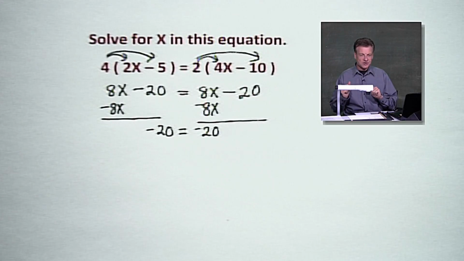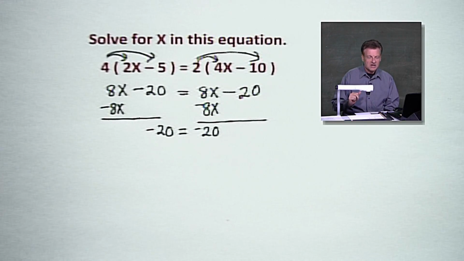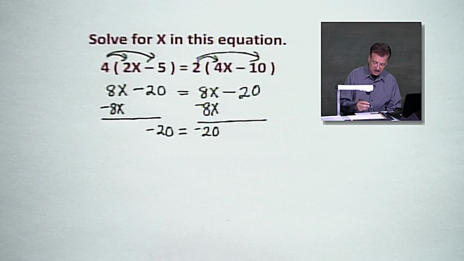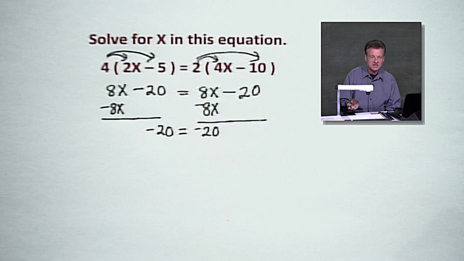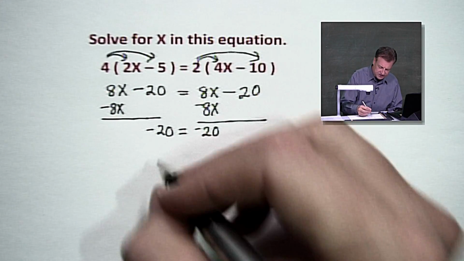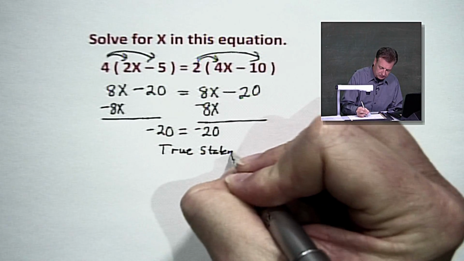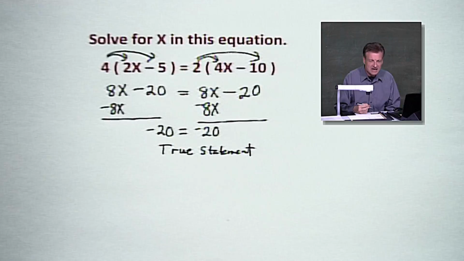Well, that's okay. It's true. So we look at that, and we wonder, well, what does that tell us? Well, negative 20 equals negative 20. If you try to add 20 or remove it, you're going to be down to 0 equals 0, which is true also. So this is a true statement. You say, well, where'd x go? It's gone.